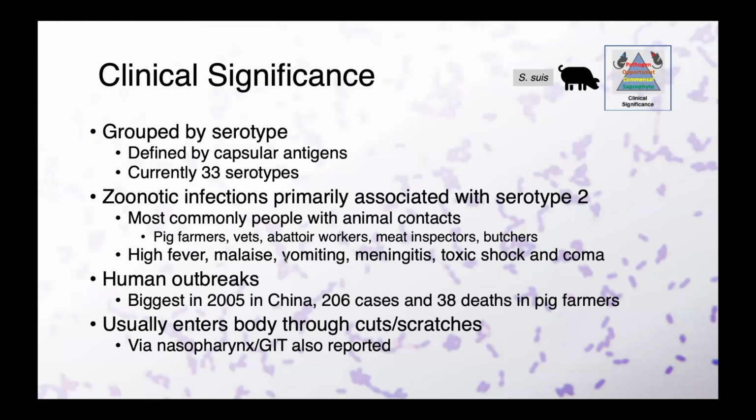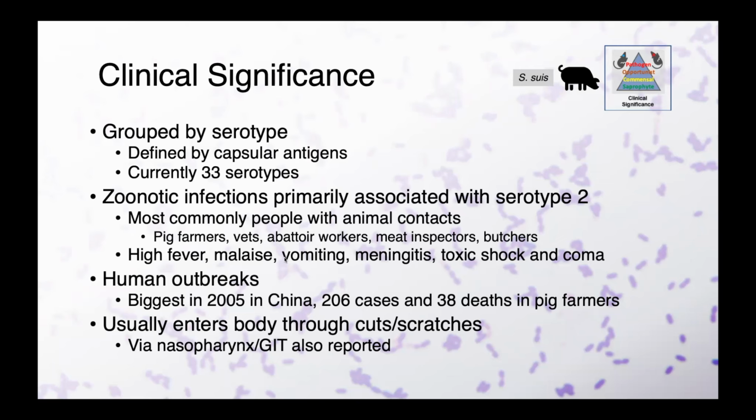Streptococcus suis is grouped by serotypes. As the word serotype suggests, it's about interaction of antibodies with the cells. At present, there are 33 serotypes of strep suis identified. Zoonotic infections are primarily associated with serotype 2.